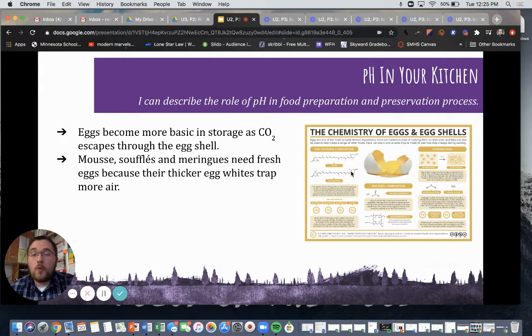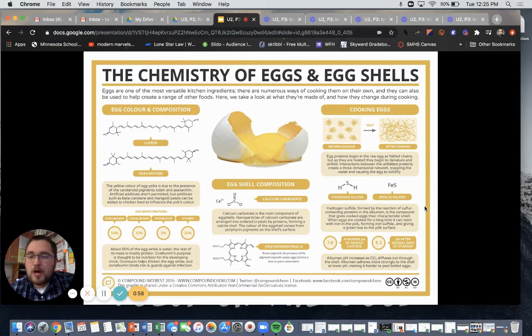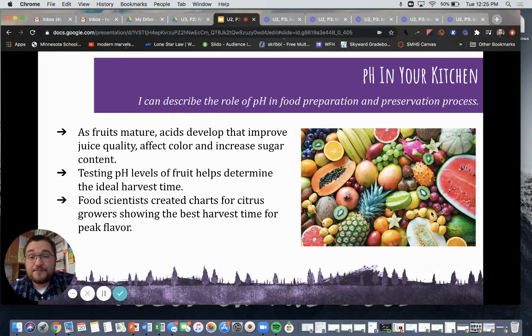Eggs become more basic in storage as CO2 escapes through the egg shell. Mousse, soufflés, and meringues need fresh eggs because their thicker egg whites trap more air. So that thickness helps trap the air and helps keep that nice little texture that we have in those different food items. You can go ahead and pause this if you are interested in learning more about the chemistry of eggs and eggshells. We're not going to focus too much on that here today. I believe this is towards the end.